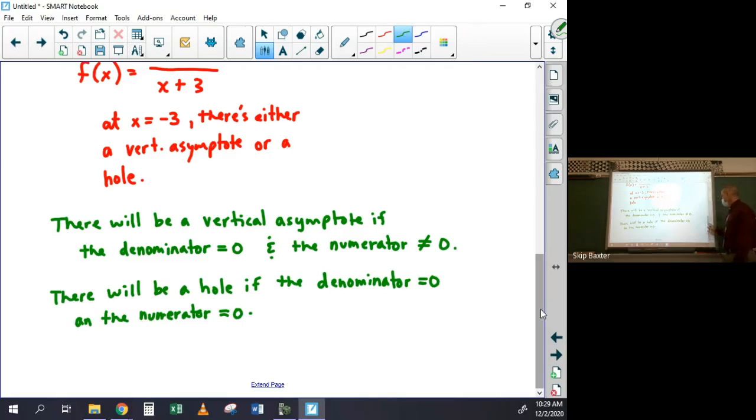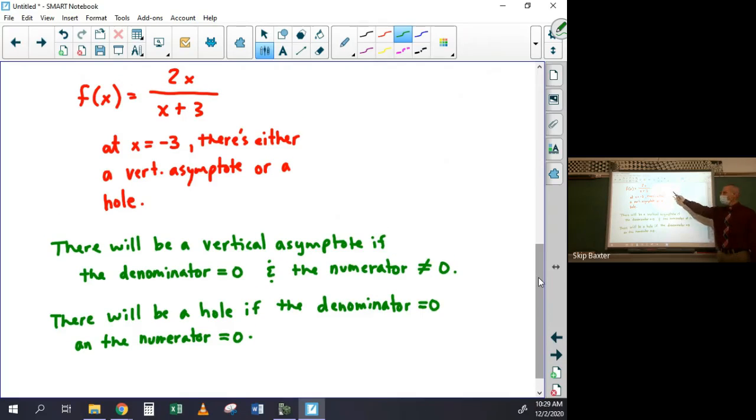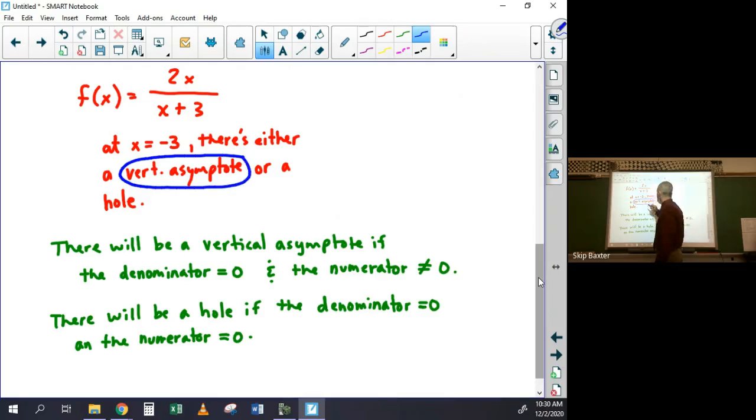So in this example up here, if -3 gives me a 0 denominator and it doesn't give me a 0 numerator, which situation is this? -3 doesn't give me 0 on the top, but it does give me 0 on the bottom. So at -3, is there a vertical asymptote or a hole? Vertical asymptote. The denominator is 0, but the numerator is not. So in this situation, there's definitely a vertical asymptote. But if you had a function where the numerator and denominator were both 0 at a particular point, then that is indicative of a hole.